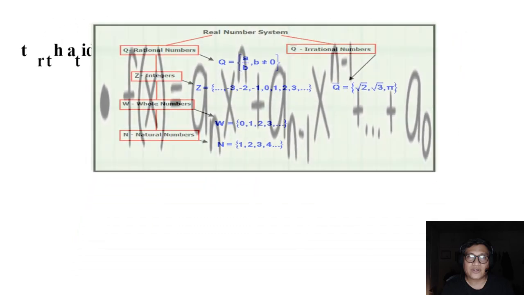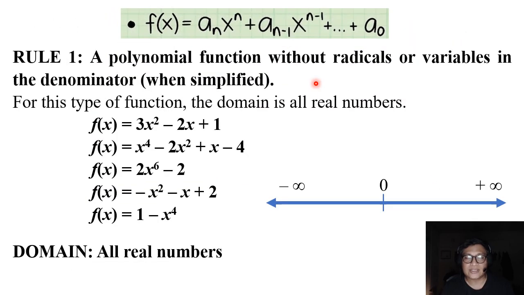So for the first type of function, class, this is the first rule. If you are given a polynomial function without radicals or variables in the denominator, when we simplify, because sometimes you are given an expression thinking that it is a radical function, but once you simplify, we find out that it is simply a polynomial function. For this type of function, the domain is all real numbers.